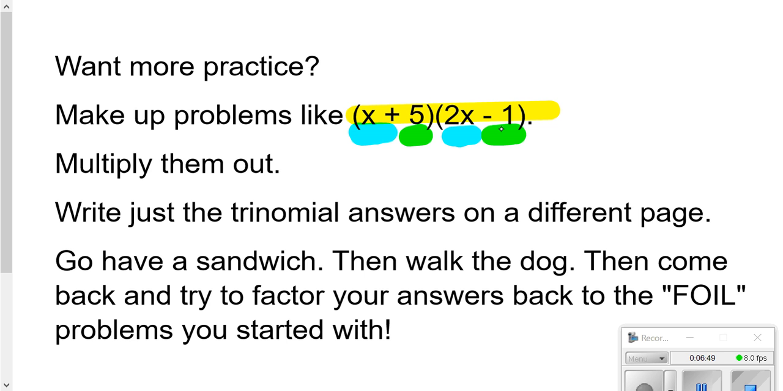And then put down the answers you get on a different piece of paper. Like make yourself a worksheet. Then you have to go make a sandwich and walk the dog because you don't want to just be remembering what you already made up. You want to see if you can actually factor them. And then come back later and see if you know how to break it down. You'll already have the problems that you used, right?